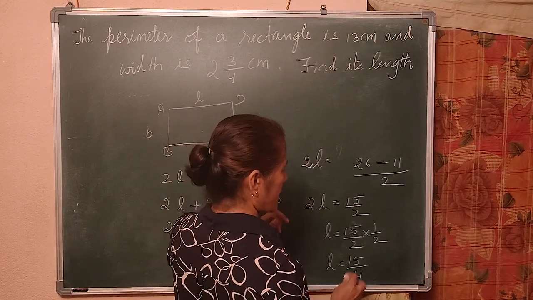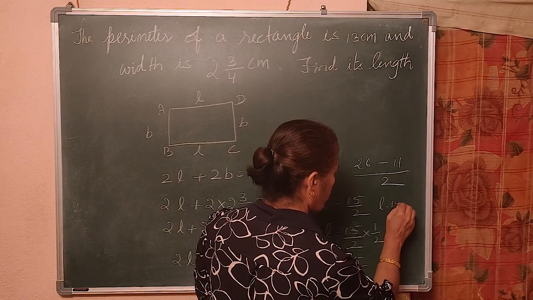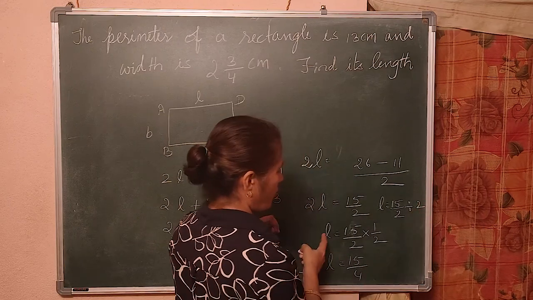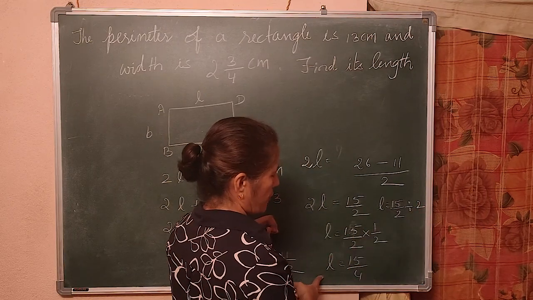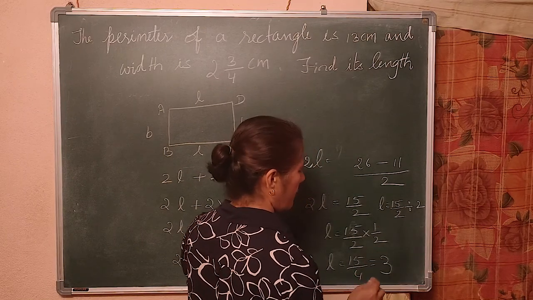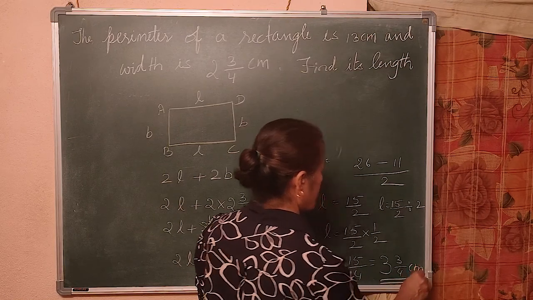If you want one more step I can write it down. L is equal to 15 by 2 divided by 2. Okay. So 15 by 2 into 1 by 2. L is equal to 15 by 4. 4 3s are 12. 3 by 4. So that many centimeters. See how easy it is.